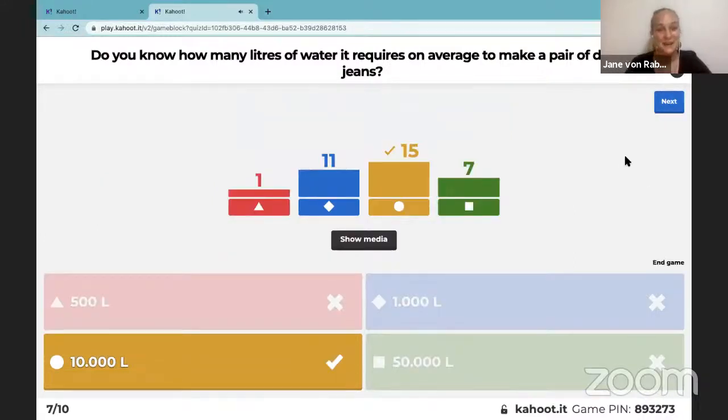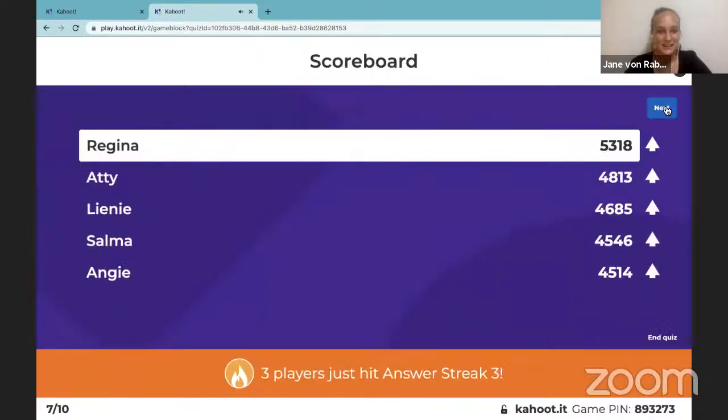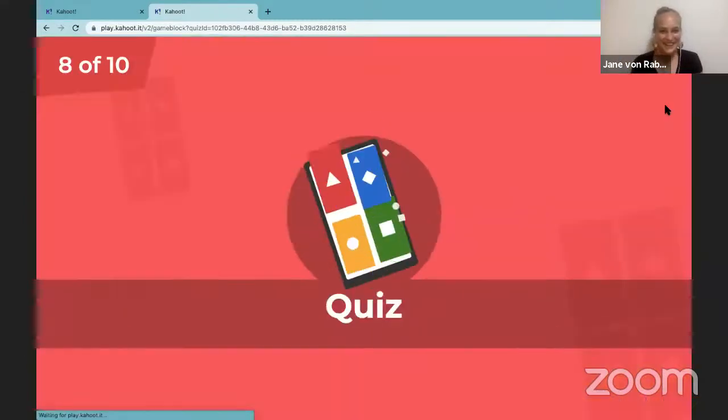It is 10,000 liters. Nudie Jeans also does the same thing, and you can get free repairs for life. Just throwing that in there. Right. Okay, Regina's winning.